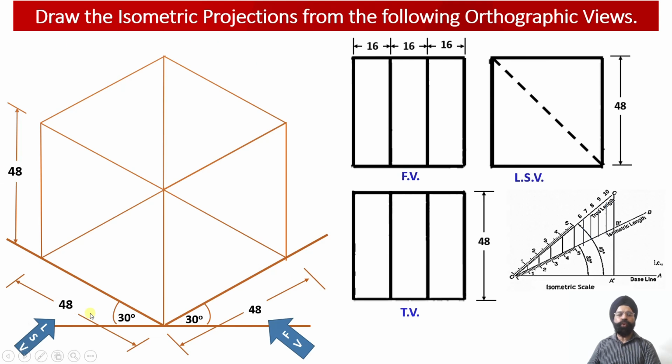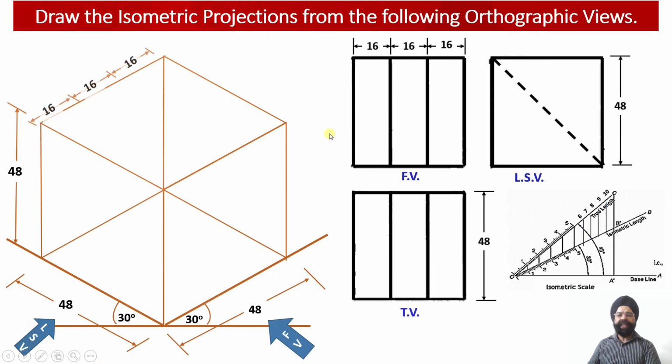So this is a cube having edge equal to 48 millimeter, and this cube shaped object is going to contain all the elements of this particular solid. Now we have to translate the information from the orthographic views into the isometric projection. The three faces of the solid have been drawn over here.